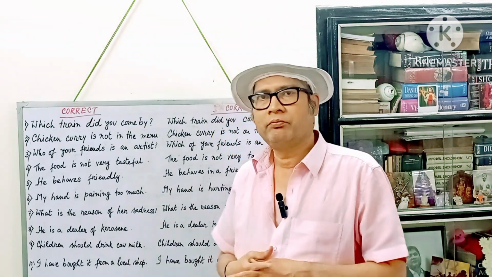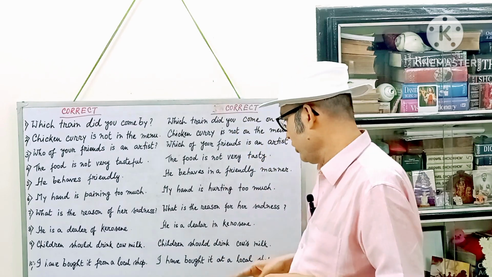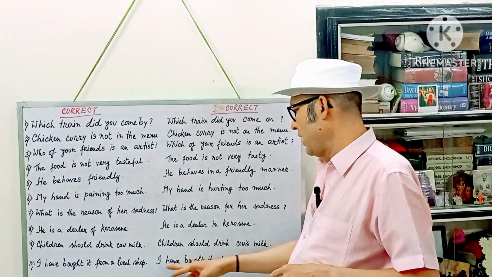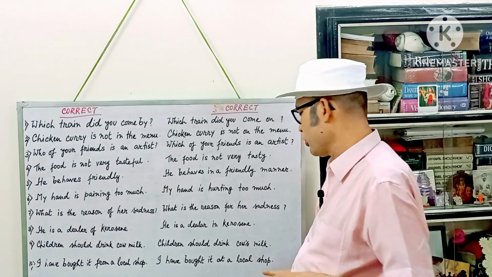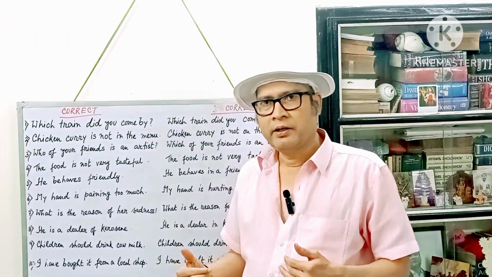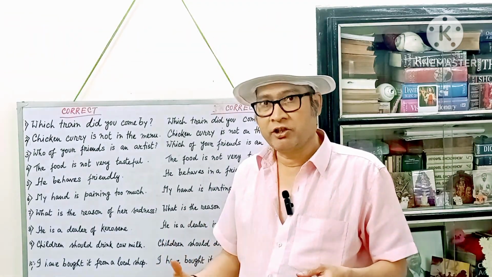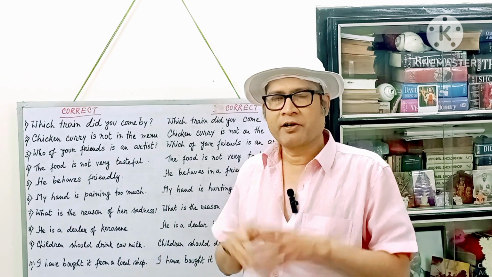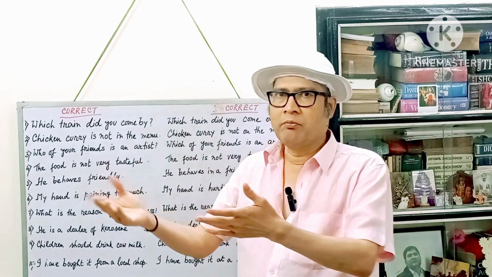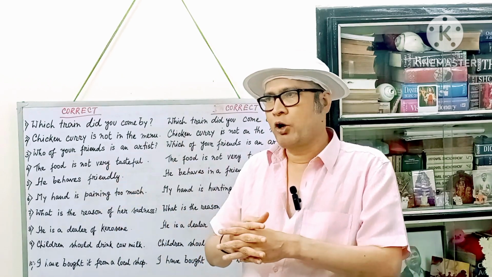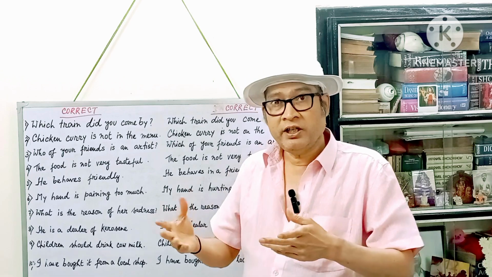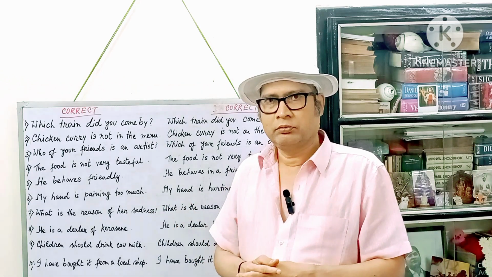And for that reason, when we translate the Indian sentence into English, we walk into this trap. We use from. But the correct preposition used there after bought is: I have bought it at a local shop. I have bought it at a local shop. Or I have purchased it at a local shop. Never say I have bought it from a shopping mall. I have bought it at a shopping mall.